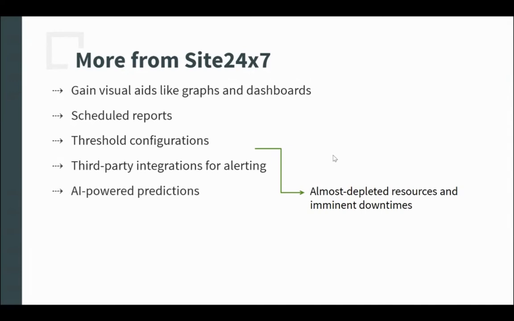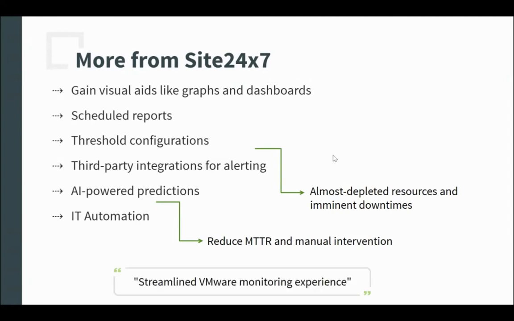AI-powered predictions like a 7-day forecast of data store and VM space, and IT automation to automate incident remediation, are two powerful features that Site 24/7 provides to reduce MTTR and manual intervention. This ensures a better and more streamlined VMware monitoring experience for Zilker.